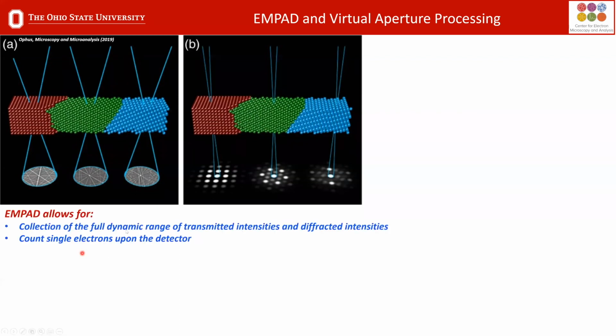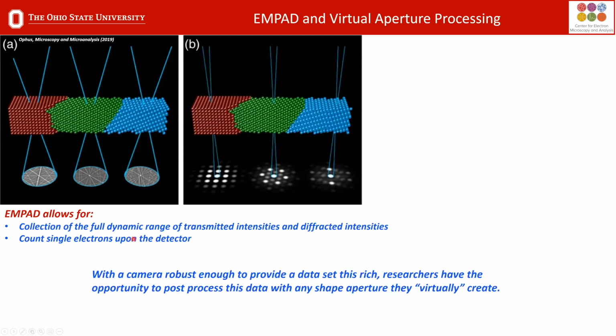As I mentioned, the EMPAD allows for collection of the full dynamic range of the transmitted intensities and the diffracted intensities, and it can count single electrons. So now that we have a camera robust enough to provide a data set this rich, we have the ability to use virtual apertures of any shape and any size we want.